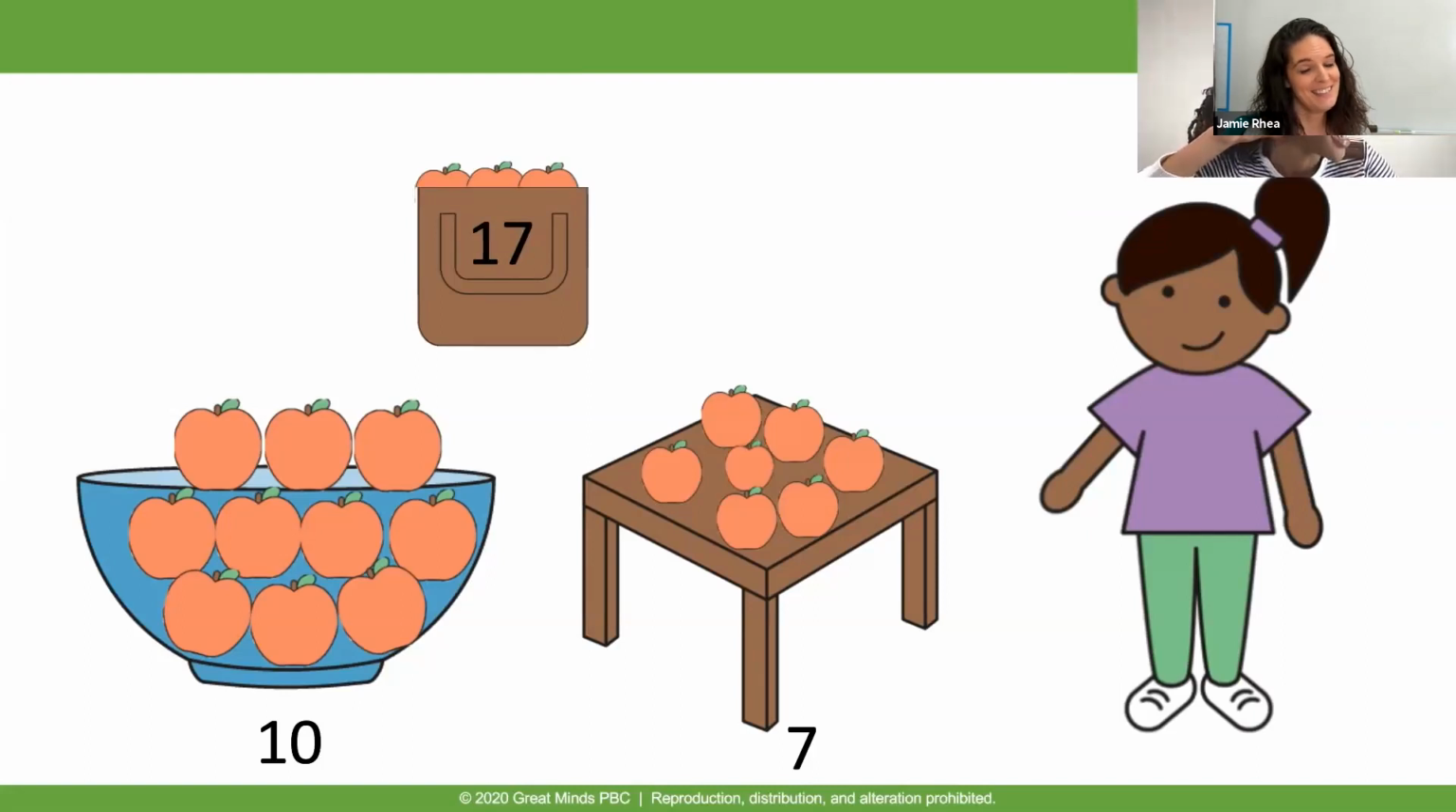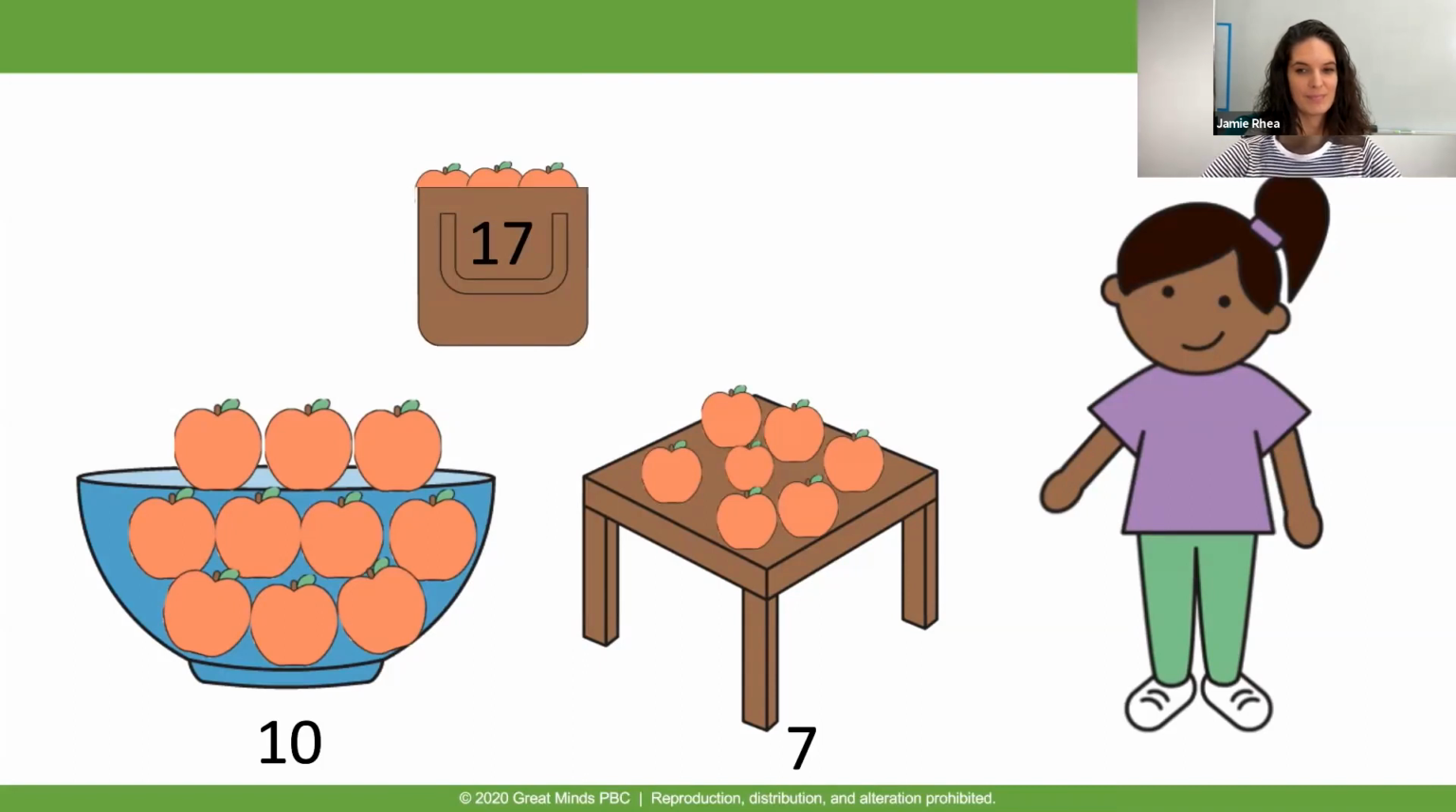10 and 7. Our two parts are 10 and 7. What does the 10 represent? It represents the apples in the bowl. Yes, the 10 represents the apples that she put in the bowl.